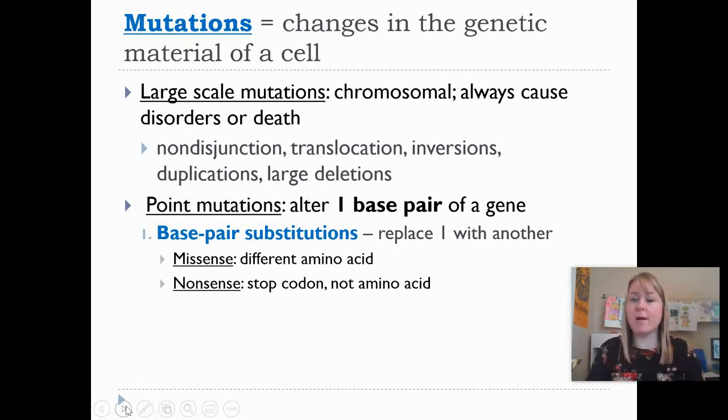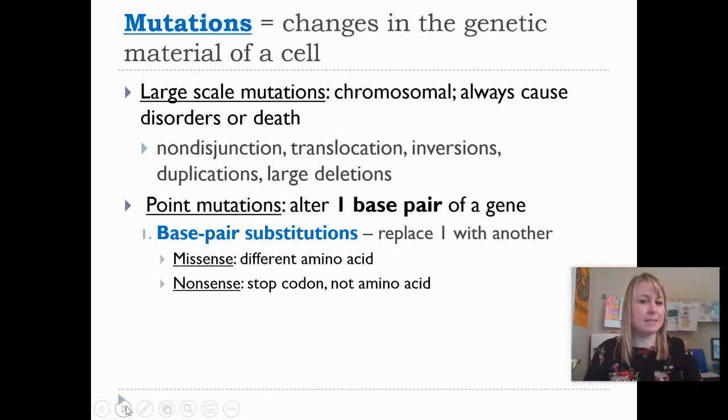Nonsense mutations are not amino acids anymore. So it codes for a stop codon, not an amino acid, which means all the other amino acids after that are not going to get put in place. And that will be a malfunctioning overall amino acid chain.